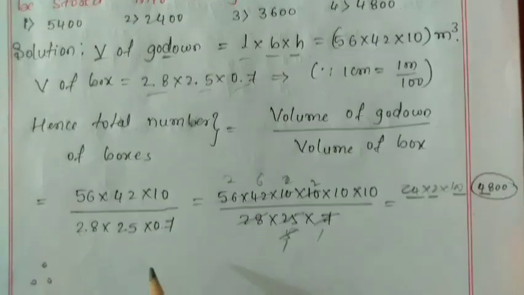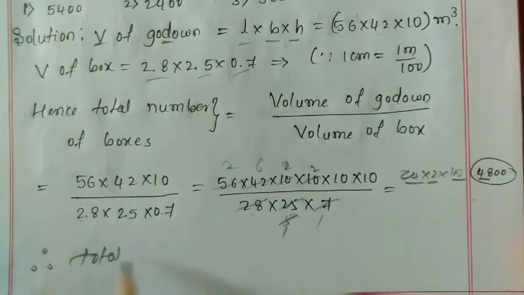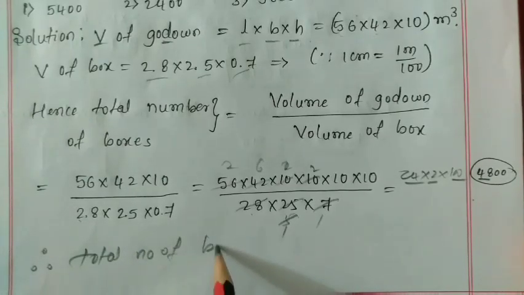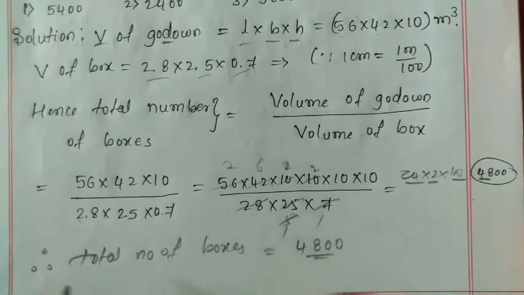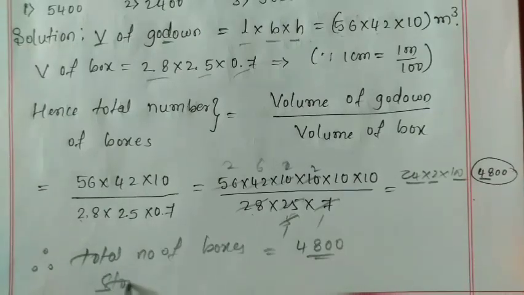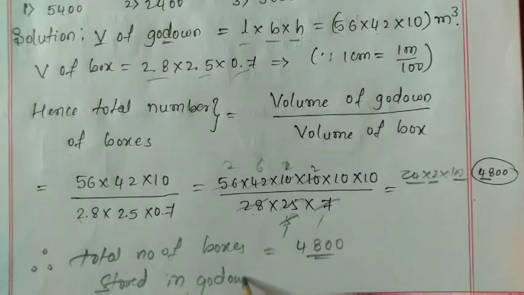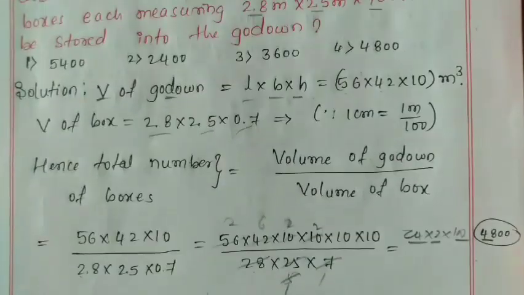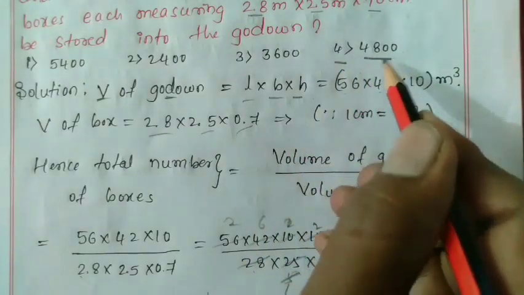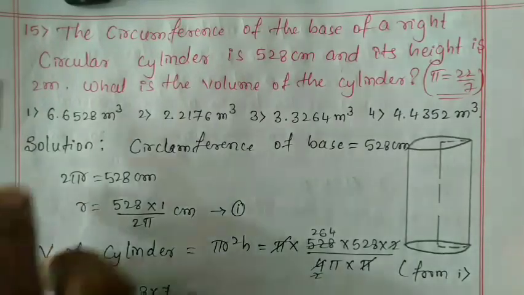Therefore, total number of boxes stored in the godown is equal to 4800. You can write total number of boxes stored in godown is 4800. Okay, and the correct option is 4800. Next I will go to the 15th question.